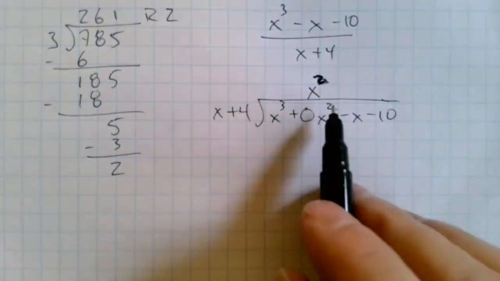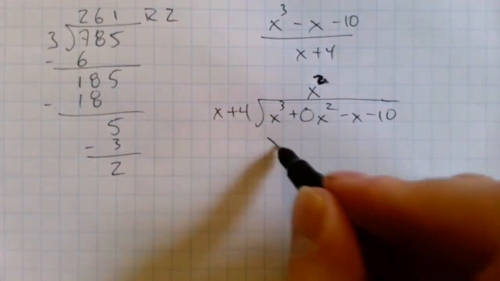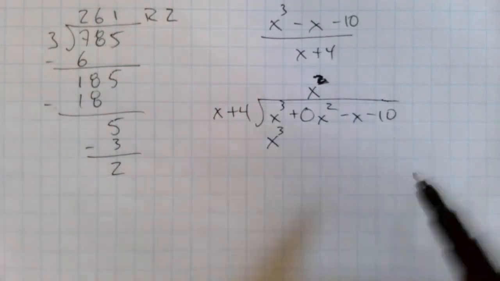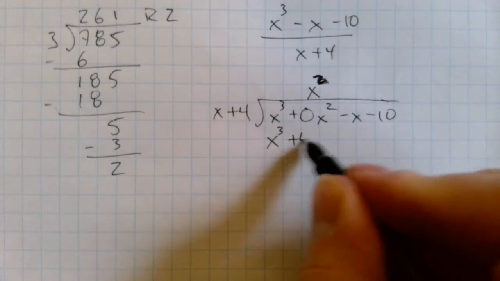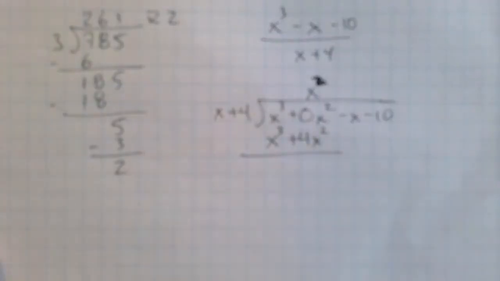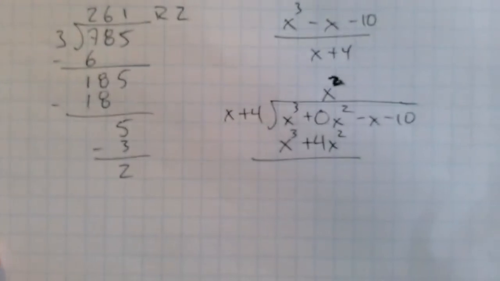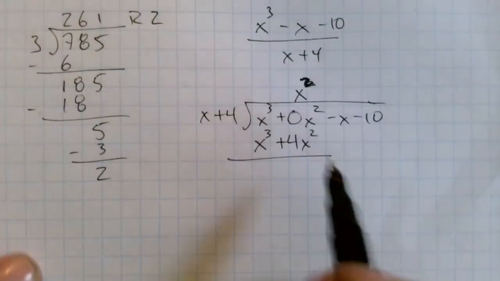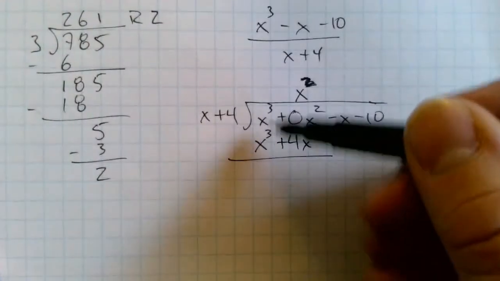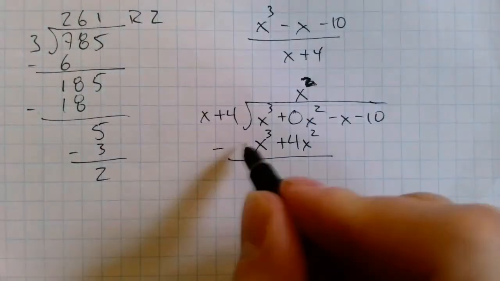And when I multiply x squared by my divisor, I will get x cubed. Now, remember, I have to multiply it by the whole divisor, so I've got to multiply it by that 4, and I will get 4x squared there. Okay? Now, I don't really care about that little bit right here, I'll deal with that later. What I really care about is that I've got x cubed minus x cubed.